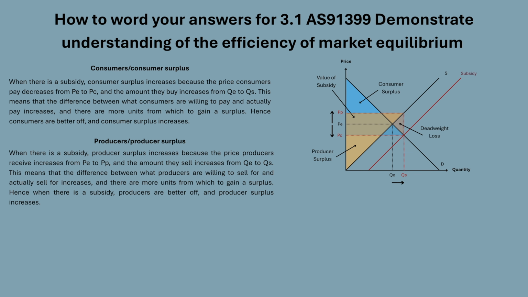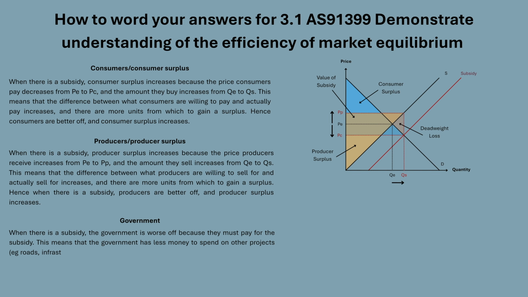Now let's have a look at the impact on the government. When there is a subsidy, the government is worse off because they have to pay for the subsidy. So this means that the government has less money to spend on other projects, like, for example, building roads or infrastructure or healthcare. However, the government will achieve its goal of encouraging people to buy more of that subsidised good or service, or helping the business to remain profitable. So the government has to spend some money, so they're worse off, but that money may align with their other goals.